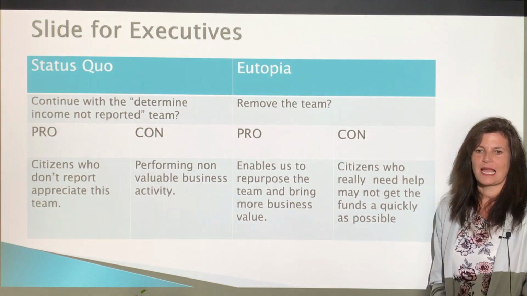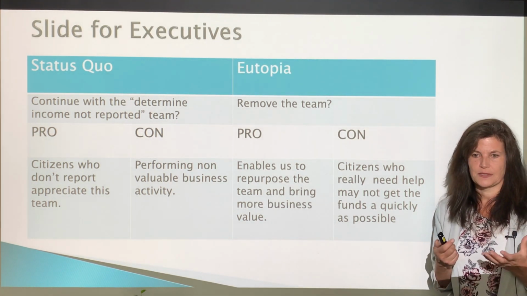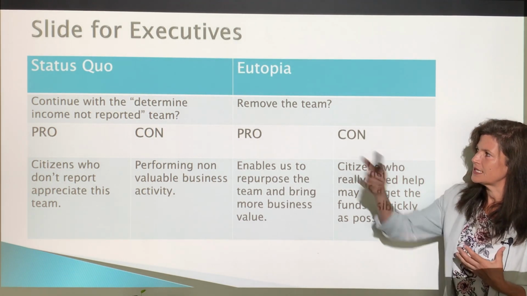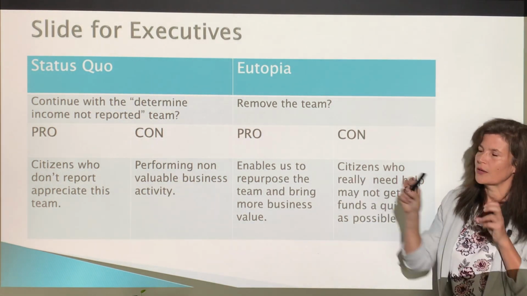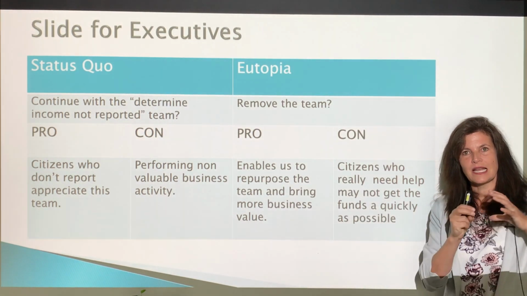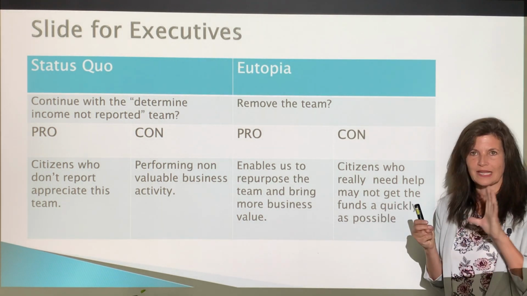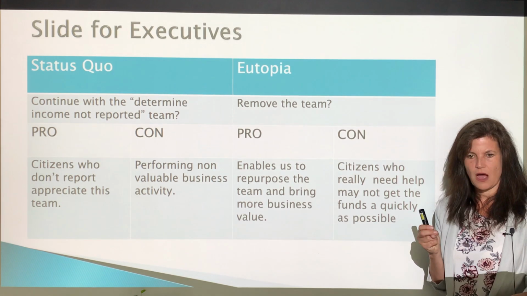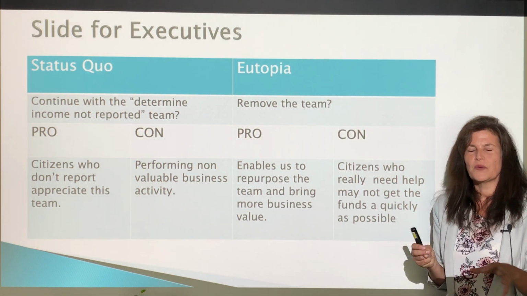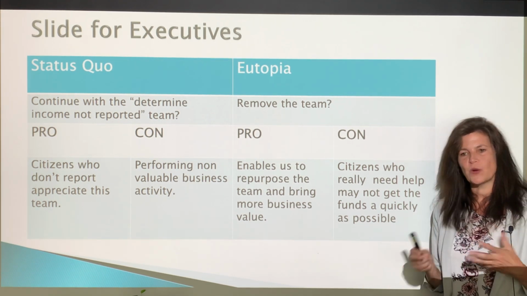So I might present something like this and say, I want to talk about the two extremes. The first is status quo, where we continue with the determined income not reported team. And the second is, let's swing the pendulum all the way and we remove that team. So again, remind them, just because we're talking about it doesn't mean that this is what we're gonna do. We want to get some discussions going, and we want to look at the pros and cons if we were to do it.